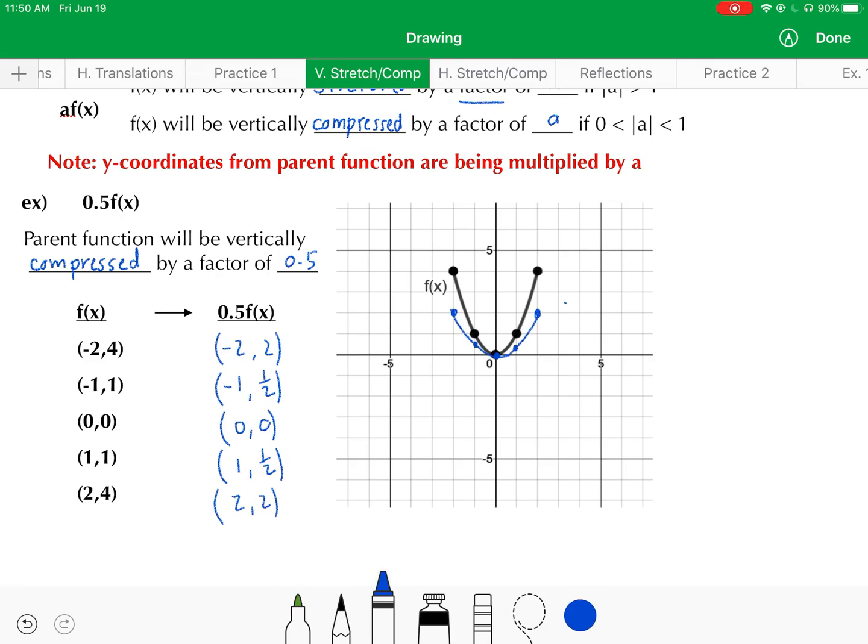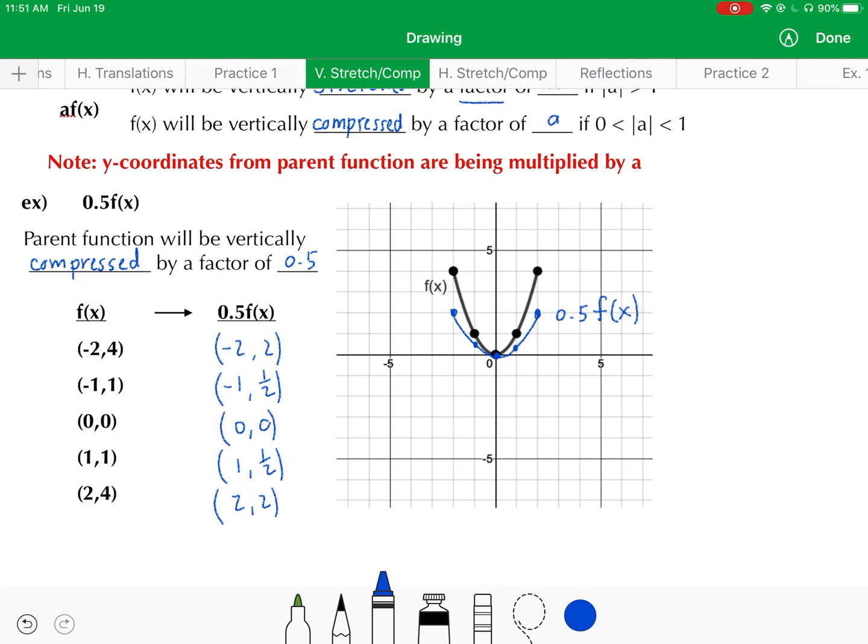And here we now have 0.5 times f of x. All right, so again, think of it, the original black curve there, you're just smashing it down from the top. You're compressing it downward so it has this flattening effect.